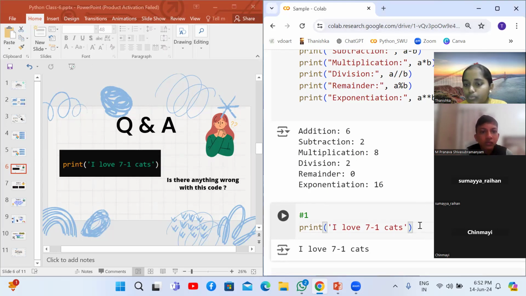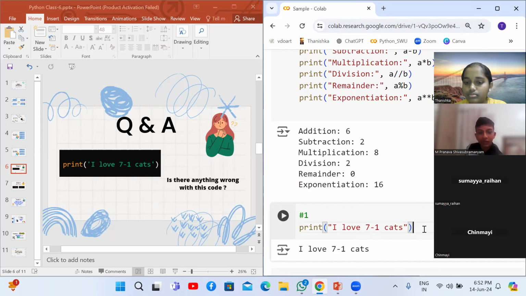Even if you put single quotation or double quotation, it doesn't make much difference. It's the same. Even if you do this, you will get the same answer. Okay, Pranava, you can tell how to correct it and why this is not correct.